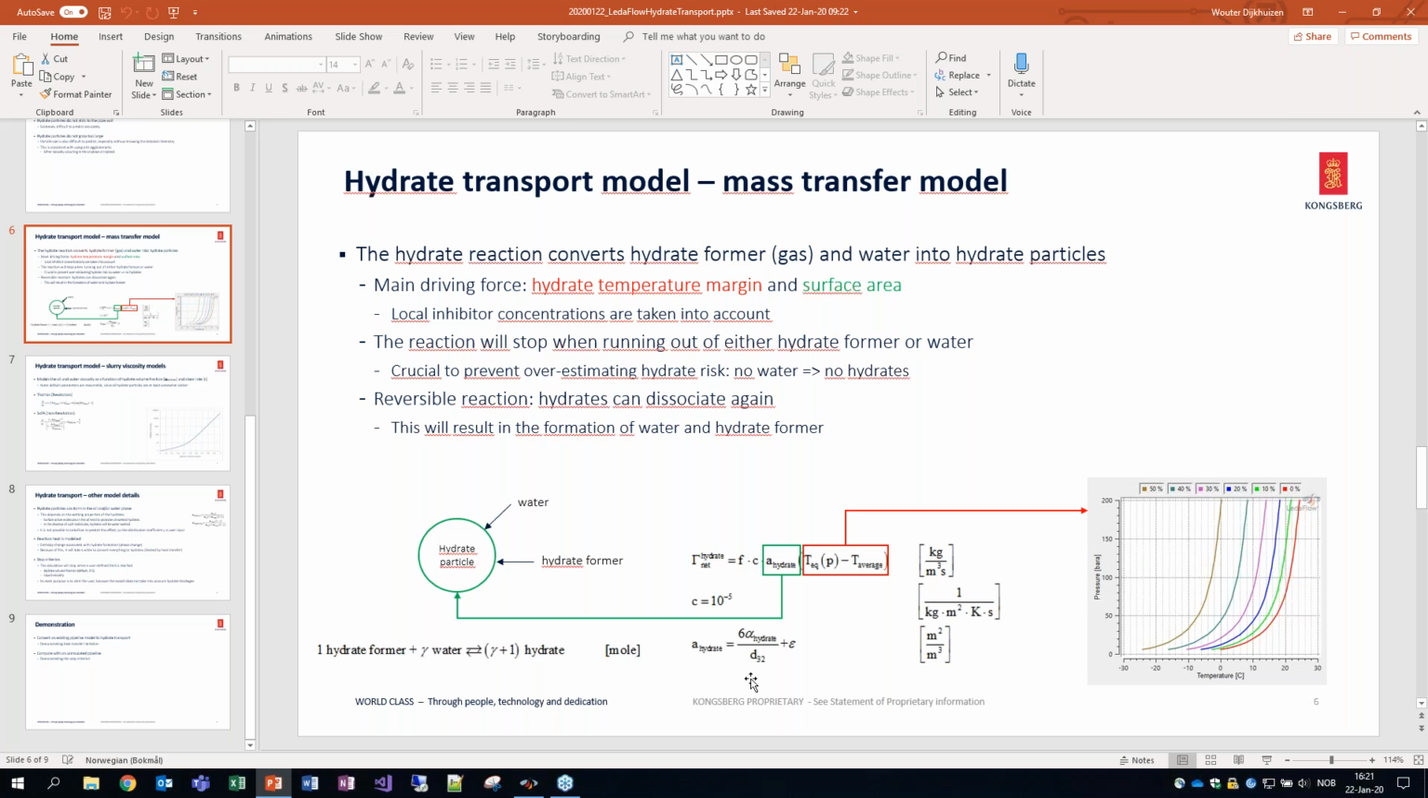Okay, very good. Next question. Is the hydrate volume fraction relative to the pipe volume or the volume of the water phase?